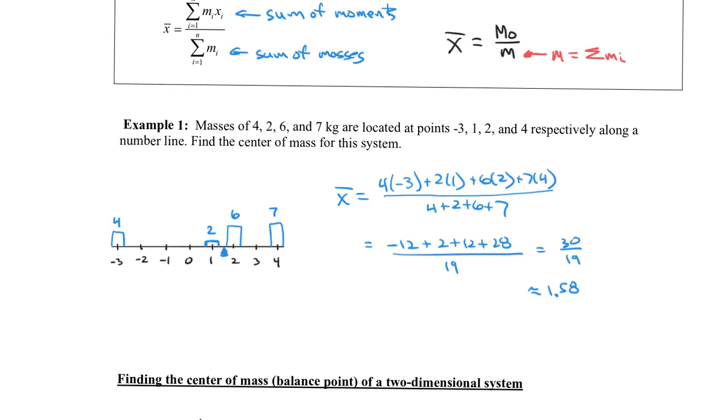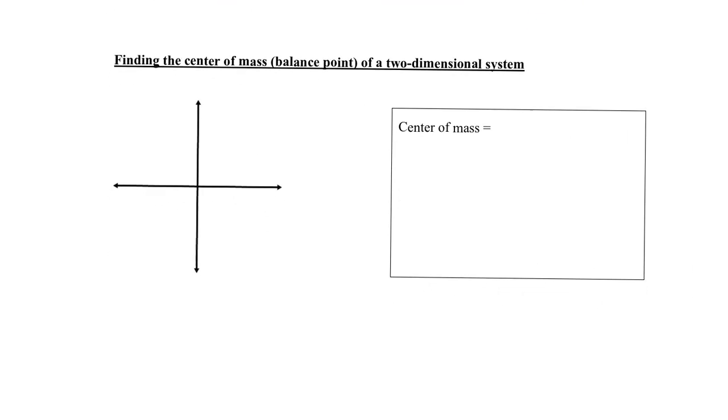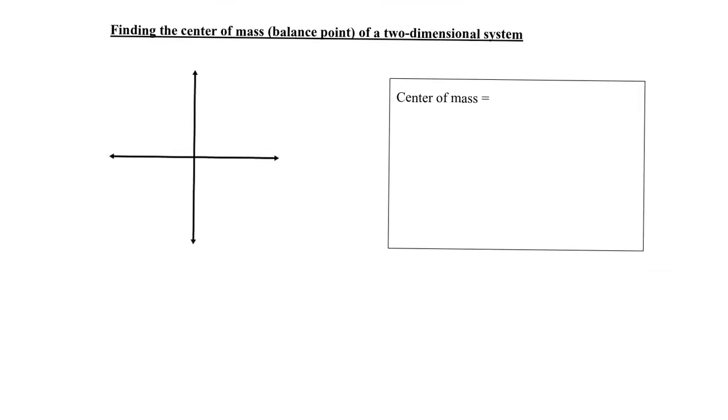The other case is when you have an infinite number of points, like a little region of space stuck between a couple of equations. Then it gets a little trickier, and we need calculus for that. But let's take a look at the easier case first. So find the center of mass of a two-dimensional system. And I need to mention this is for a finite number of points.